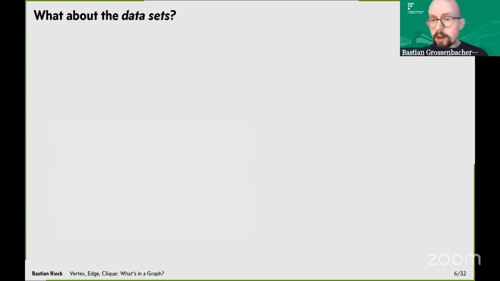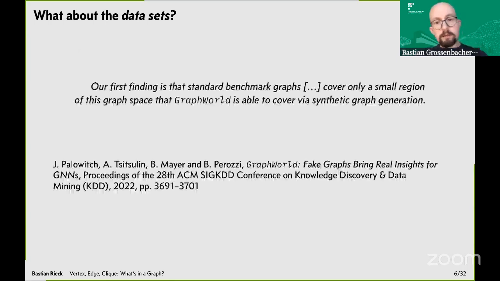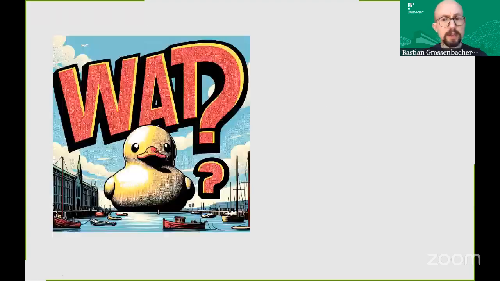But let's continue. What about the data set? Surely the data sets are good, right? Well, you know where this is going now, right? There's a paper by Pavlovic and colleagues from 2022 appearing in SIGKDD. Our first finding is that standard graph benchmarks cover only a small region of the graph space that GraphWorld, the method that they propose there, is able to cover via synthetic graph generation. Again, another what moment? So even the graph datasets are not that great.